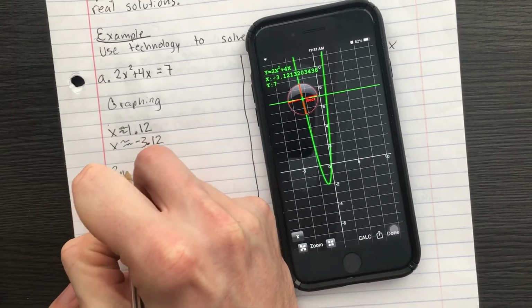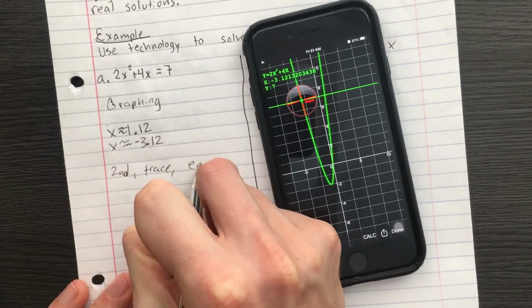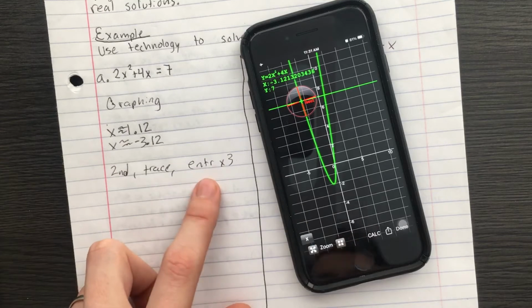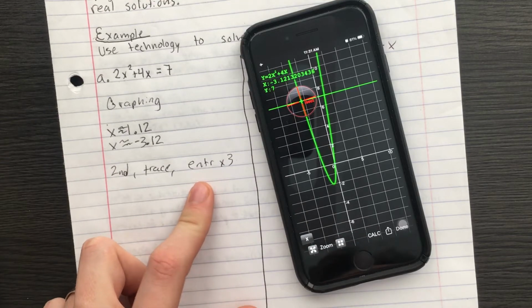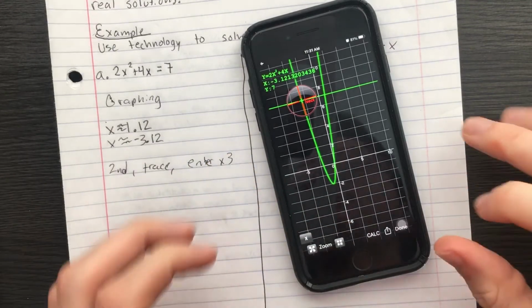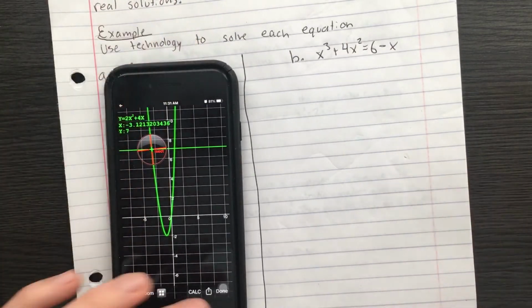Now, if you're not using the app where you can just click, you will have to hit second, then trace, and you'll have to hit enter 3 times near the intersection. Enter 3 times near that intersection. If you have any problems with that, just let me know and we can look at it together. So that's one way to solve these using technology.